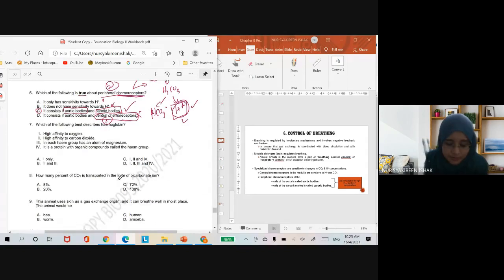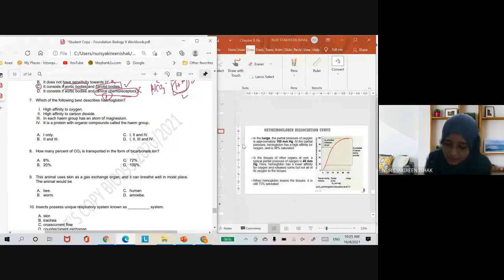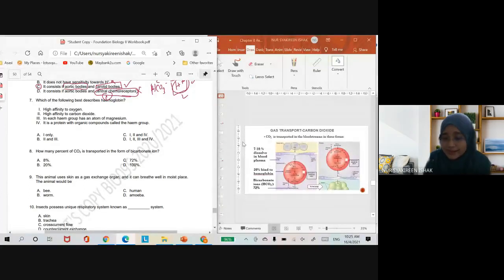Number 7, which of the following best describes hemoglobin? Hemoglobin, as you know, are pigments found in each of your red blood cells, your erythrocytes. Each red blood cell will have thousands, about 250,000, hemoglobin pigments. So imagine how much oxygen a red blood cell can carry, because one hemoglobin binds to 4 molecules of oxygen. Hemoglobin consists of 4 polypeptide chains, and each polypeptide chain has a heme group, and within the heme group you have iron, ferrum, which binds to an oxygen molecule.